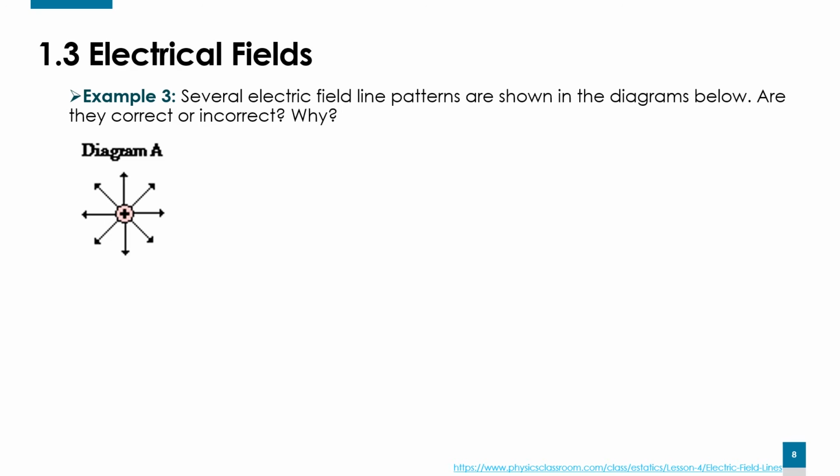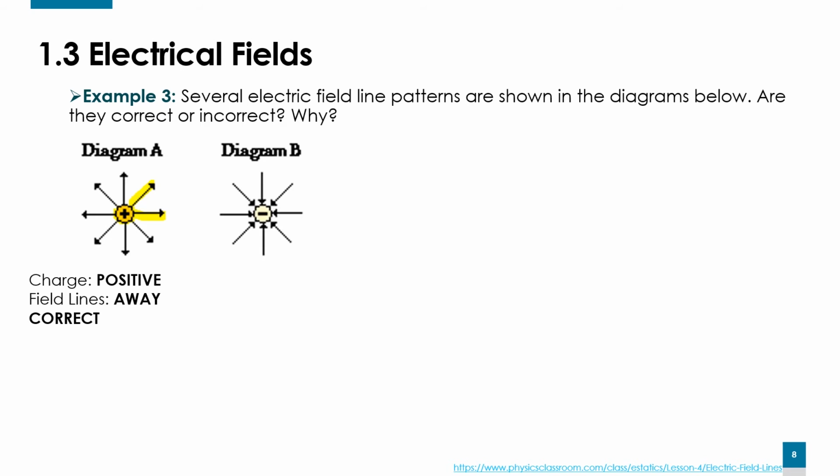I have a positive charge here, and the field points away. Is it correct or incorrect? So I have a charge that's positive and the field points away. Correct. Why? Positive points away and negative points toward. Remember? Okay, let's see diagram B.